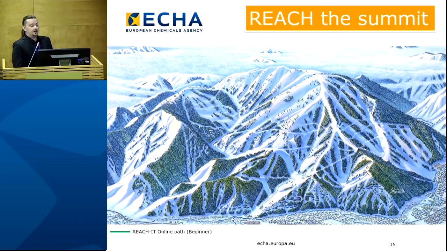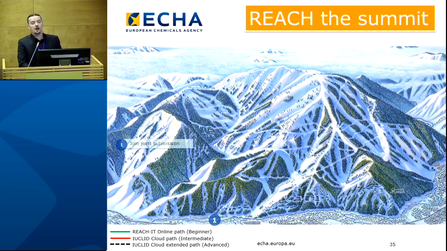So, as I mentioned, we're going to do it with three different parts. We have the green part, which is the REACH IT online, which is the beginner part. And we have a red part, which is the IUCLID Cloud part, which is intermediate. And then we have a dotted black one, which is an extended IUCLID Cloud part for the advanced users. You don't have to decide in the beginning if you go for advanced or intermediate. They have a common flow in the beginning, and then depending on your speed, you can choose to also do the advanced part.